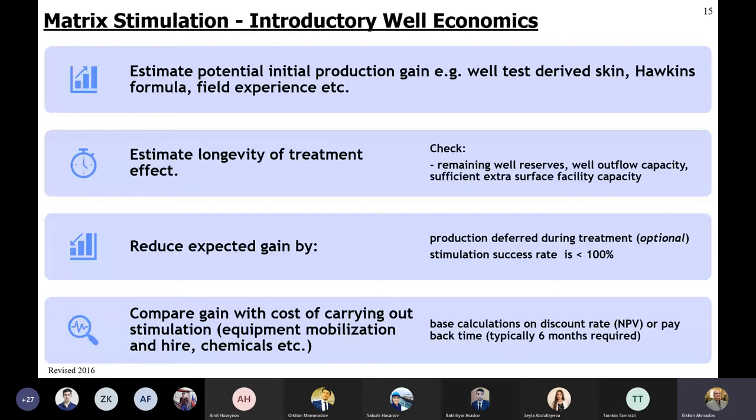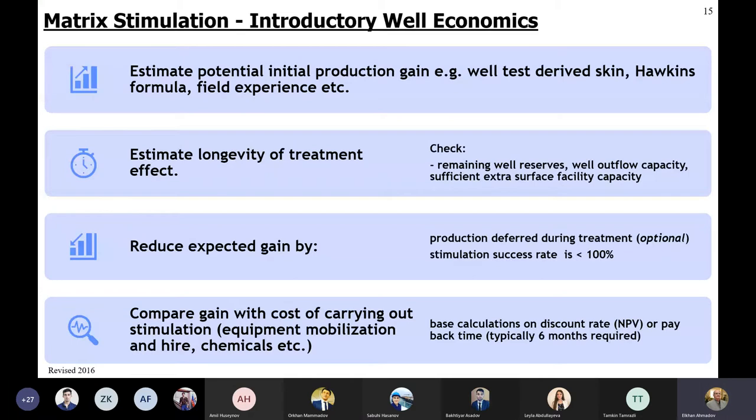Also, we have to take into account that during this stimulation, the production will be stopped. So this production stoppage time, when we will not be producing from this well, should be deducted from the calculated gain. And of course, we have to take into account the statistical effect that not every stimulation success rate is around 100%. There are always some risks around this, and we may not get exactly what we have evaluated or estimated as a production gain.